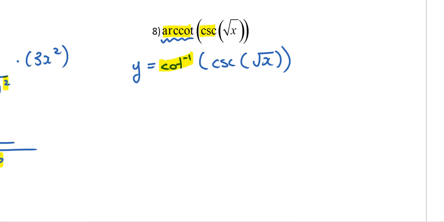Okay, so before I do this problem, let me just write the derivative rule for the inverse of cot x. The derivative d by dx of the inverse of cot x is going to be -1 over 1 plus x squared. Okay, so now that we know that fact, let's go ahead and apply this.